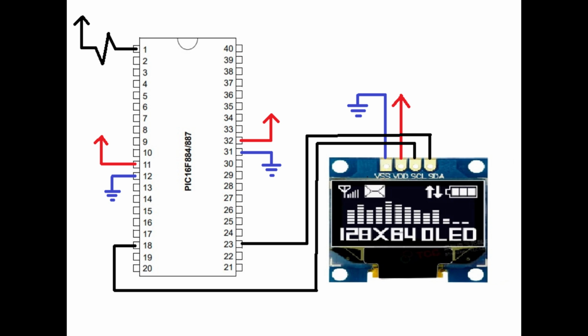Okay, I haven't discussed this so far. This is a diagram I'm using for the circuit. You don't have to add any pull-up resistors. Well, serial clock is connected to pin 18 and serial data is connected to pin 23. So if you don't know which pins are serial clock or serial data, just go search for the datasheet.